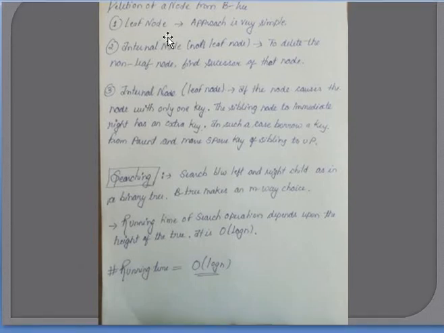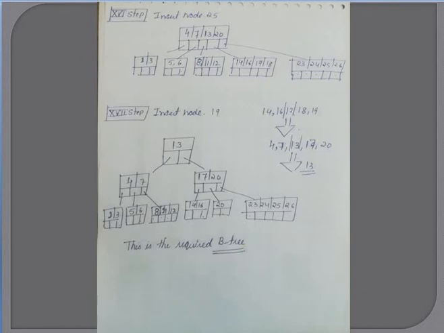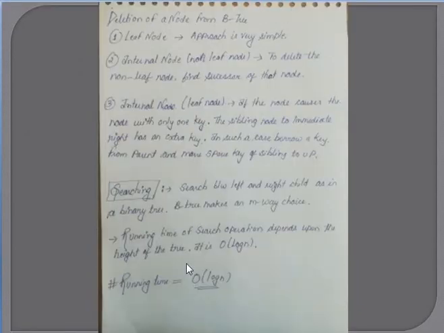So other than insertion, we can perform the deletion operation, and we can perform the searching operation. Searching is nothing but searching between the left and the right child, as in the binary tree. The m-way tree makes an n-way choice. The running time of the search operation depends upon the height of the tree. It requires the order of log n. So the time complexity of m-way search is of the order of log n.